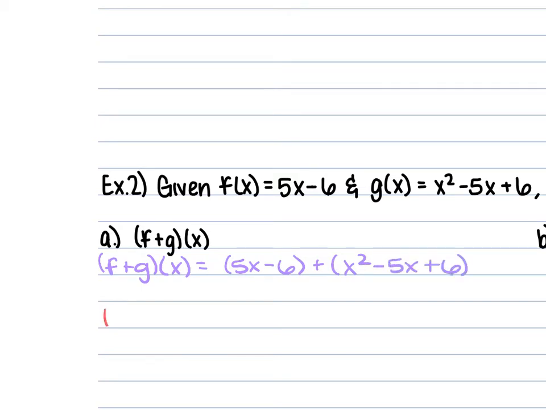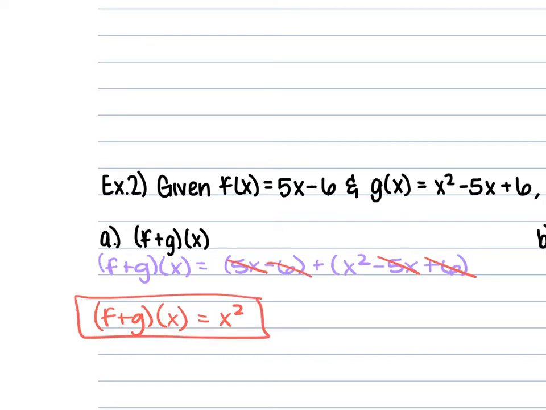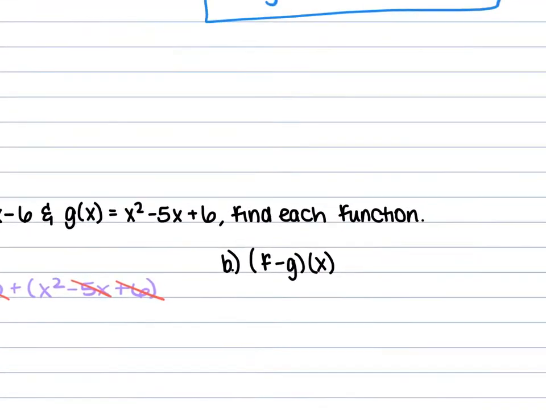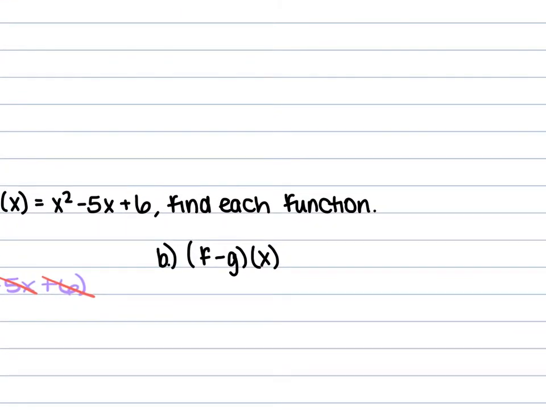We're going to combine like terms here. We're going to have f plus g of x is equal to x squared. The 5x minus 5x cancel out, and the negative 6 plus 6 cancels out, so it's just x squared. For f minus g of x, we are going to have the 5x minus 6 minus parentheses x squared minus 5x plus 6.